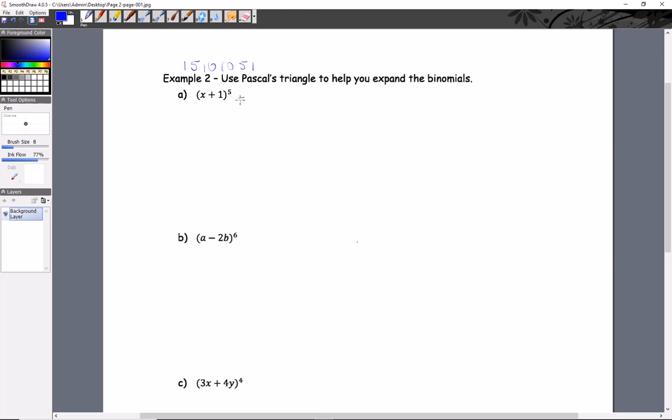So watch how this actually works. We'll start out with the first coefficient, that's 1. And then we take that first term, x, and we raise it to the 5th power. And then we take the second term, which is 1, and we'll raise that to the 0 power. All right? So then we will continue. Everything is plus, so we don't have to worry about signs.